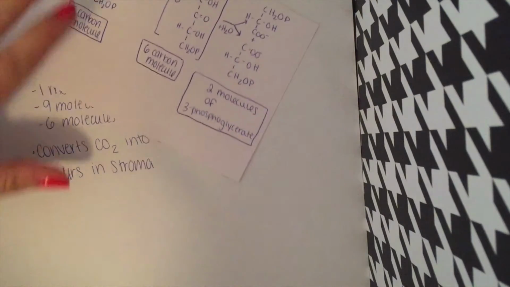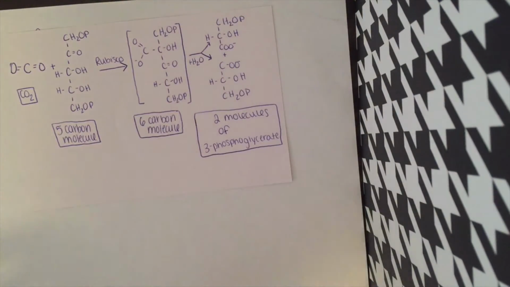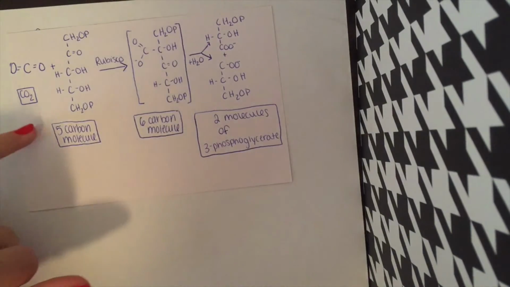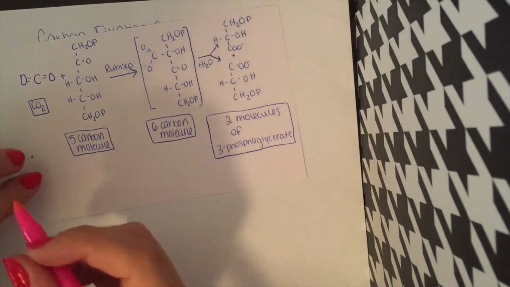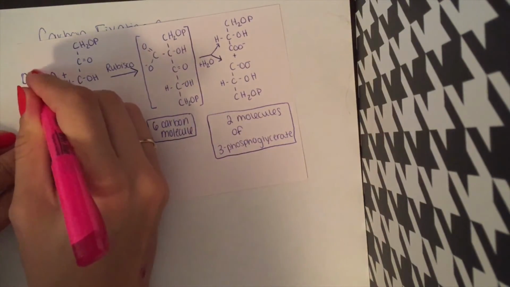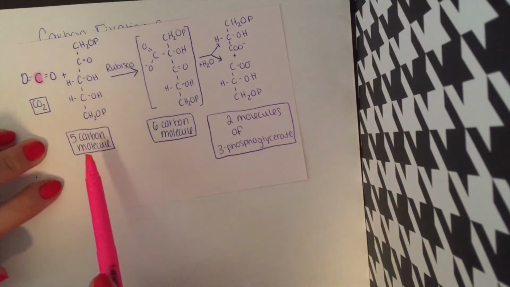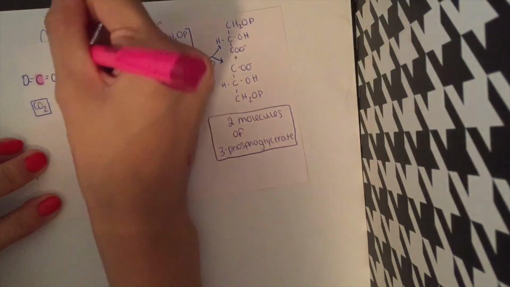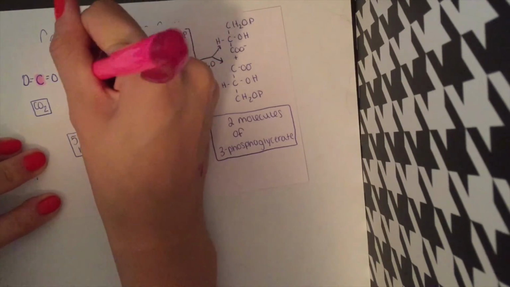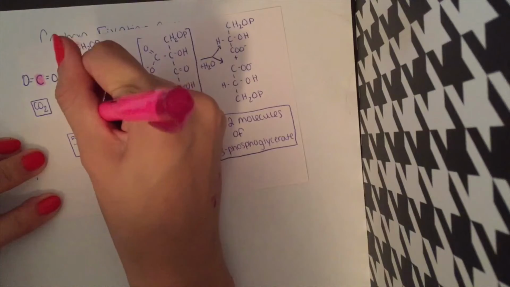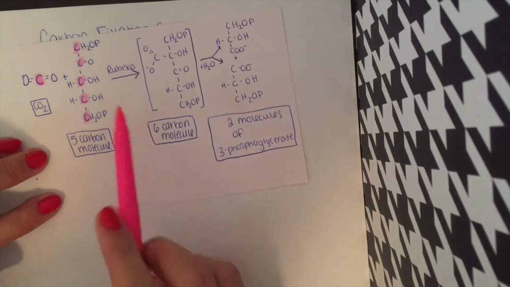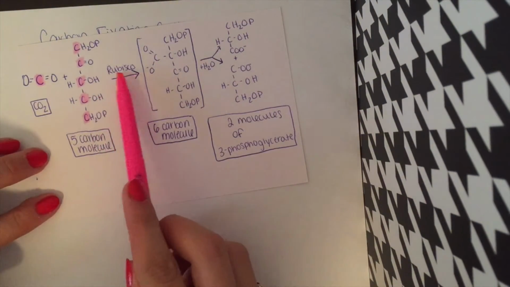Now, this again looks very confusing, but I promise you it's not. Basically, what happens in the carbon fixation cycle is we have CO2, which is a 1 carbon molecule. I'll just highlight that carbon. It gets combined with a 5 carbon molecule. Let's highlight those: 1, 2, 3, 4, 5. And this is catalyzed by rubisco.